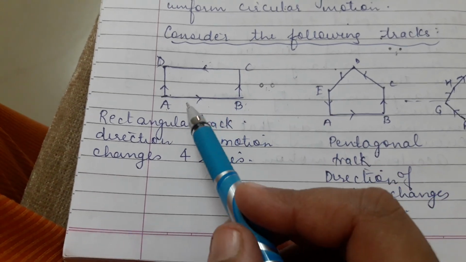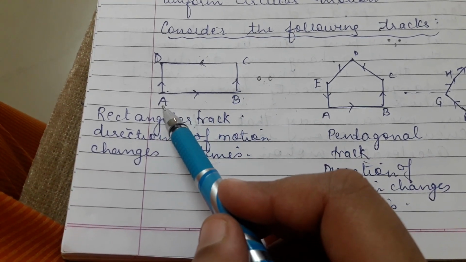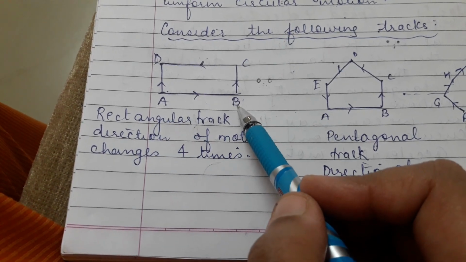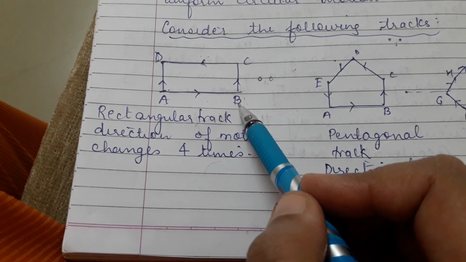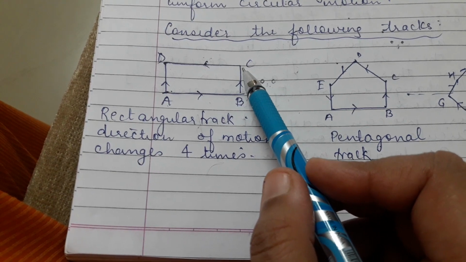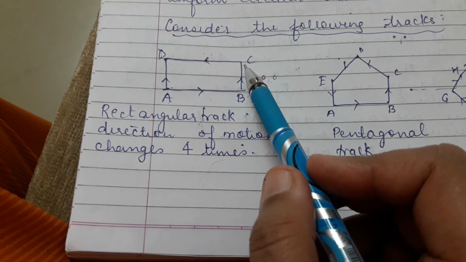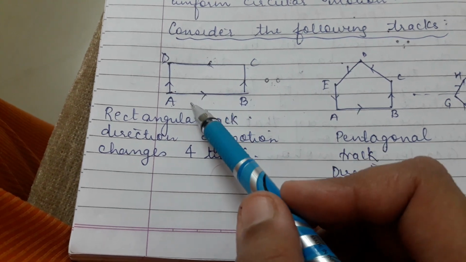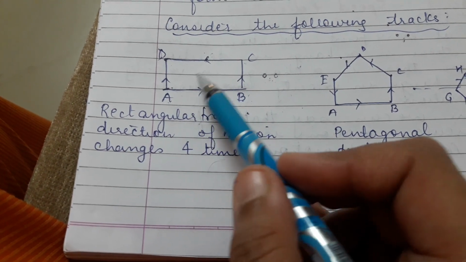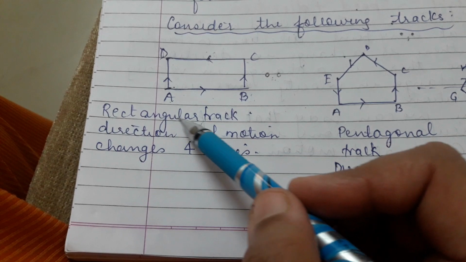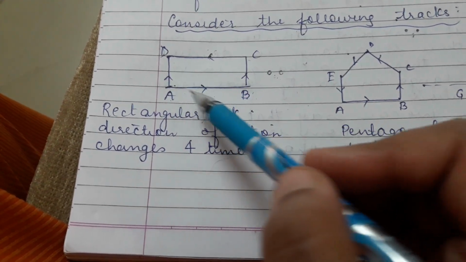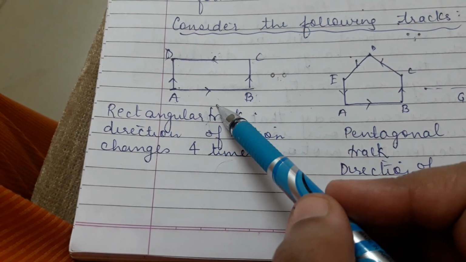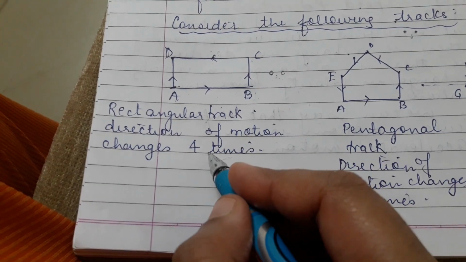This means if an athlete starts running from A, he reaches B, he has to change his direction here, then moves to C, again he changes his direction, goes to D, and then changes his direction and goes to A. So when we look at this track, if an athlete is running on it, he has to change his direction of motion four times.